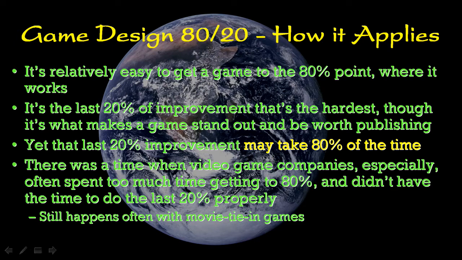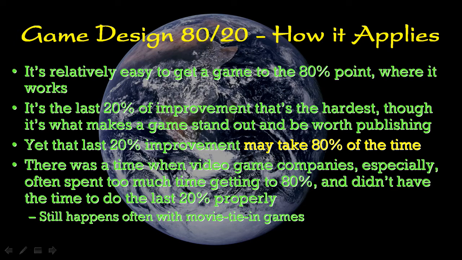How does this apply to game design? Well, the number one thing is that it's relatively easy to get a game to the 80% point, where it works, but where it's not much of a game, not all that interesting or enjoyable. It's the last 20% of the improvement that's the hardest. But that's also what makes the game worth publishing, if in fact it's worth publishing. And as you know, I think many games that are published weren't really worth publishing. But that last 20% of the improvement may take 80% of the time that you spend on the game.